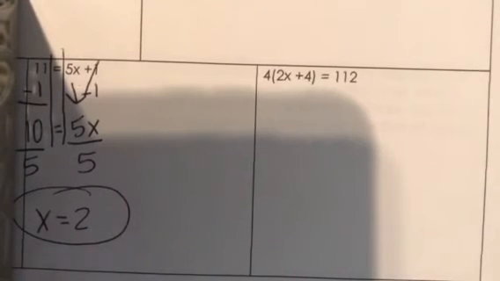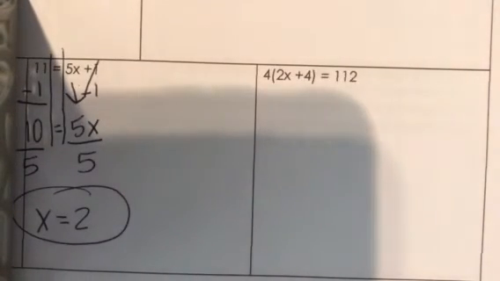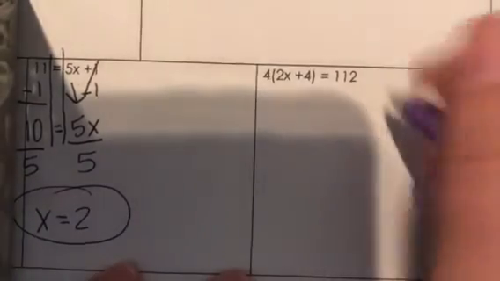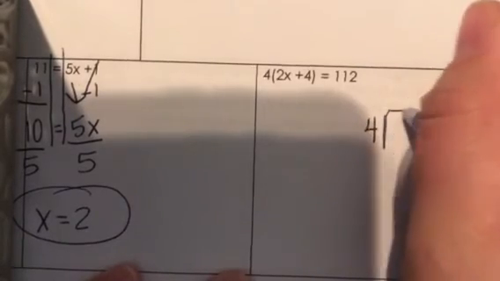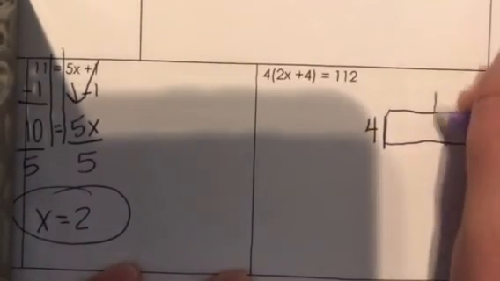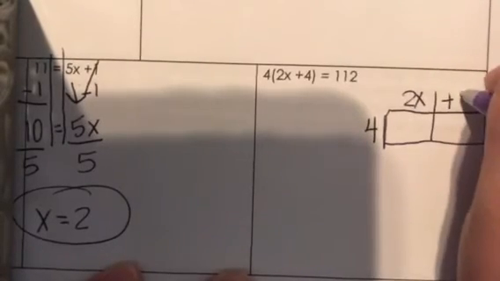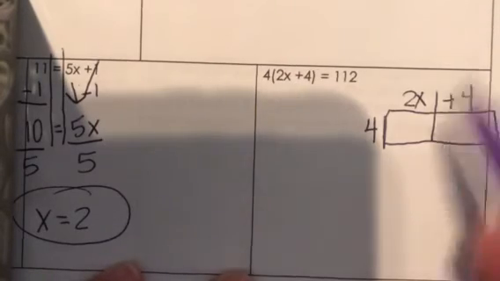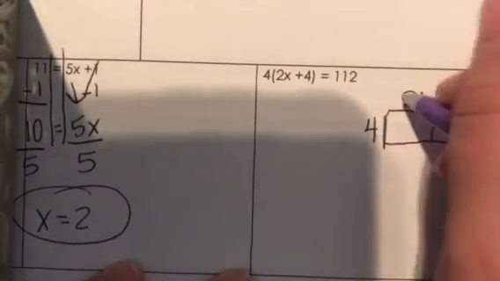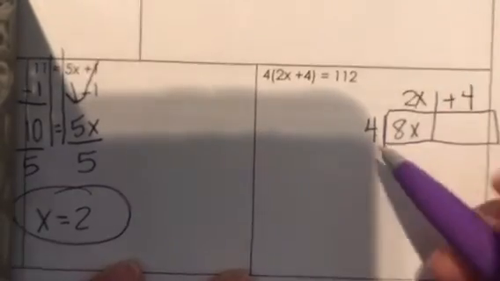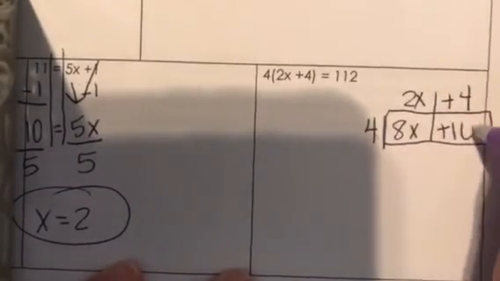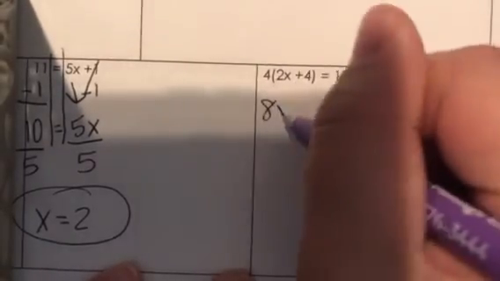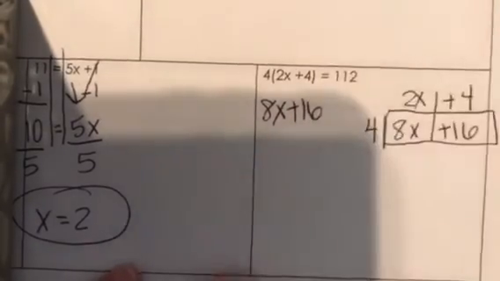This problem has completely thrown people off on the test. This isn't the exact one, but it's very similar to what is on your test. Guys, you need to use distributive property on this side. If you are someone that using the area model works best for you when you're trying to multiply 4 times 2x plus 4, you have 4 times 2x. 4 times 2 is 8. Keep your x. 4 times 4 is 16. That's a positive 16. So this side of my equation is equal to 8x plus 16.